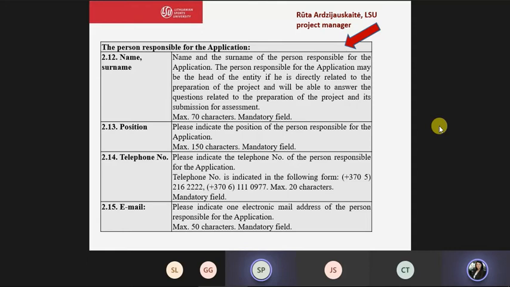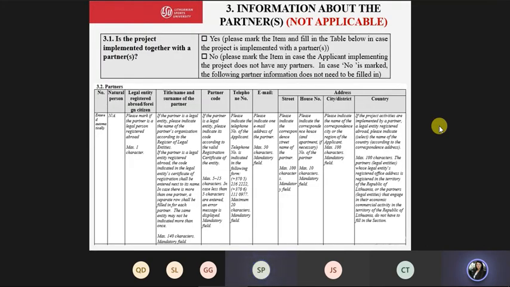The third part of that application is information about the partners. If you are writing research projects, Gil, I think that probably you had the same situation, so you need to find the partners in your research projects. In this particular project, you don't need to have any partners. So for the students in that application, this part is not applicable.